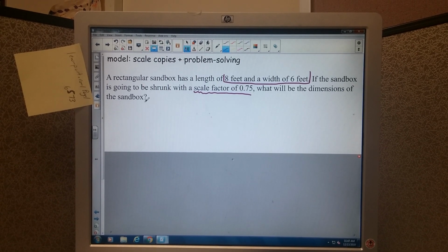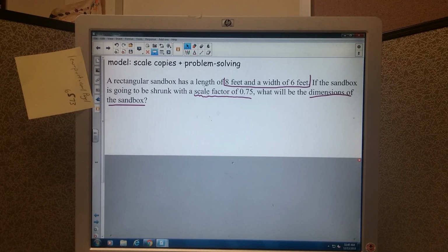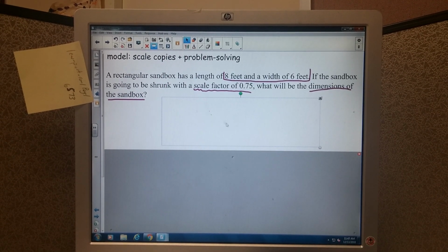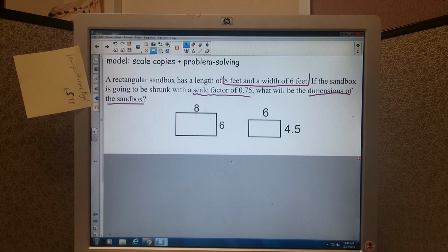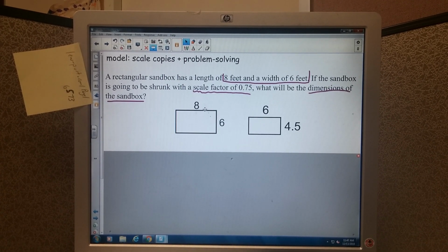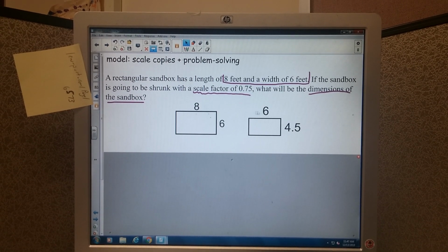And I need to know what will the dimensions of the new sandbox be. And dimensions means the length and width. So the easiest way to do this to start off is to draw a picture. Here's what we started at. We started with an 8 by 6. When I take 8 and multiply it by my scale factor of 0.75, 8 times 0.75 gives me 6.